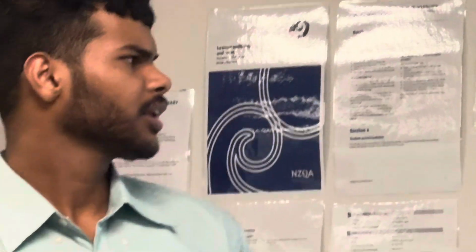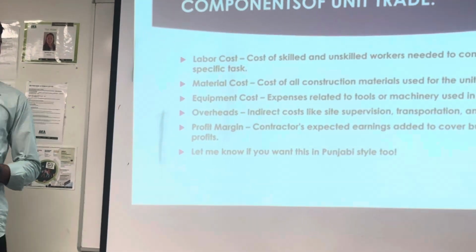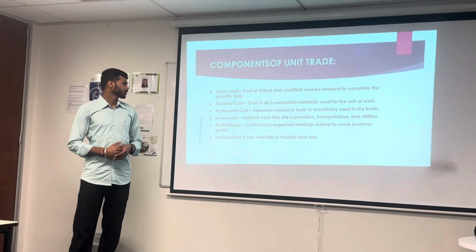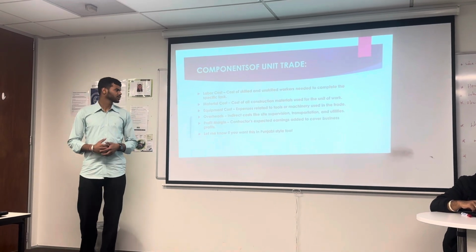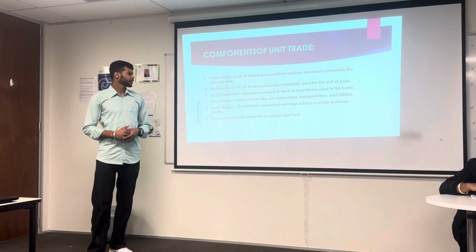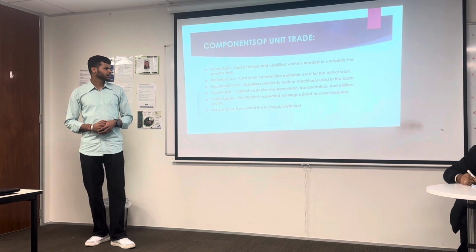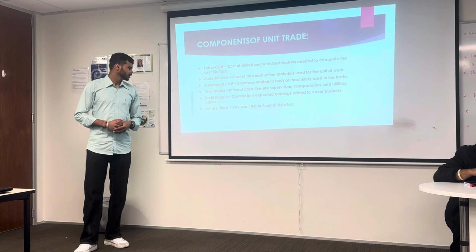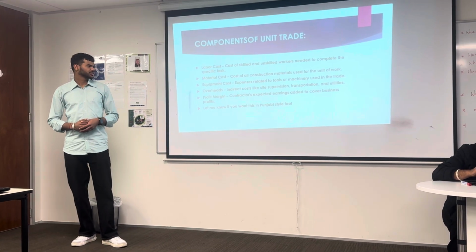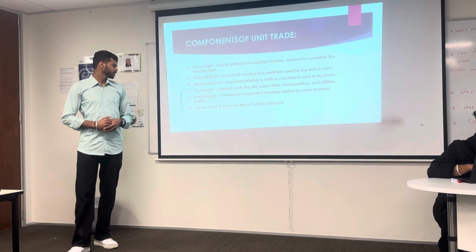Components of unit rate are, the first one is labor cost. Labor cost means the comparison between skilled labor or unskilled labor that is working at the construction project. The second one is material cost. Cost of all construction materials used for the unit of the work. Equipment cost. Expenses related to tools, machinery used in trade. The fourth one, indirect overheads. Indirect costs like site supervision, transportation and utilities. The fifth one is profit margin. This includes contractor expected earnings added to cover business profits.